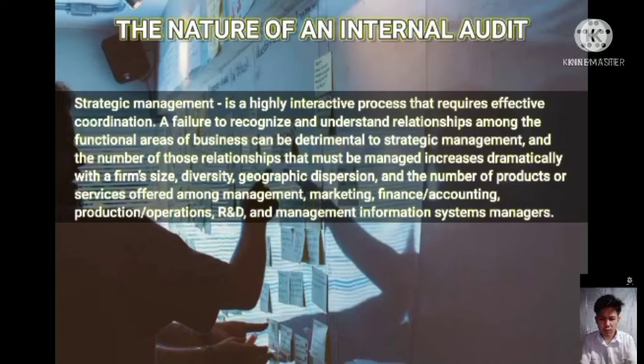A failure to recognize and understand relationships among the functional areas of business can be detrimental to strategic management, and the number of those relationships that must be managed increases dramatically with the firm's size, diversity, geographic dispersion, and the number of products or services offered among management, marketing, finance, accounting, production operations, R&D, and management information system managers.